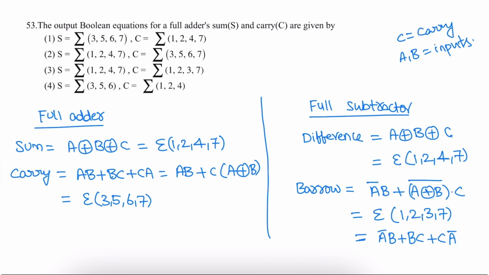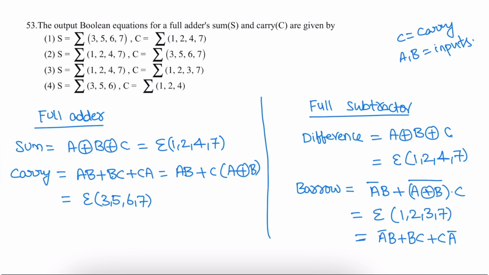Next question. The output Boolean equation for full adder, sum and carry. The definition of full adder is it is a combinational logic circuit with three inputs and produces two outputs, sum and carry. Full subtractor is a combinational logic circuit with three inputs which produces the outputs, difference and borrow. For full adder, the expression for sum is A XOR B XOR C. In terms of minterms, the corresponding minterms are sigma 1, 2, 4 and 7.